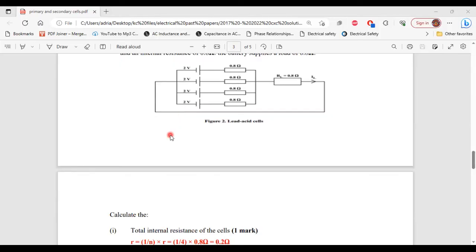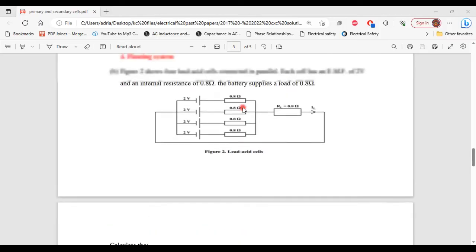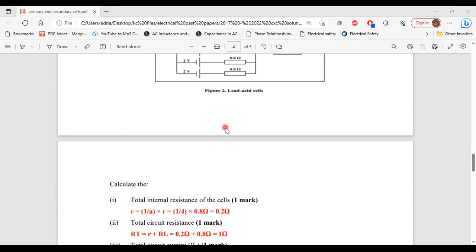So it says calculate part 1 of B, the total internal resistance of the cell. So the formula, R is equal to 1 divided by N times R, where N is the number of resistors in parallel, and R is the value of 1 resistor. So R is equal to 1 divided by 4 multiplied by 0.8 ohm, and that will give us 0.2 ohm. So that's the total internal resistance. So that's it for part 1 of B.